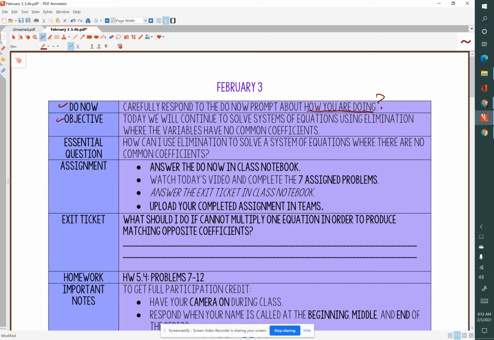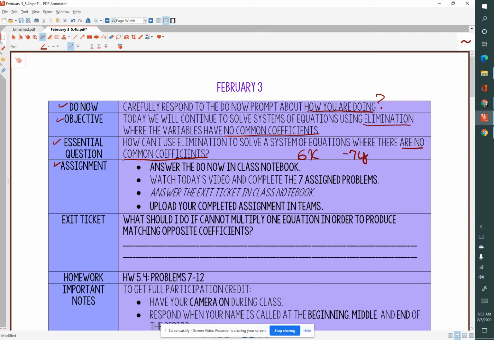Our objective is to continue to solve systems of equations using elimination where the variables have no common coefficients. Our essential question is, how can I use elimination to solve a system of equations? Again, we've got no common coefficients. Remember, a coefficient is the 6 in 6x. It's the -7 in -7y.